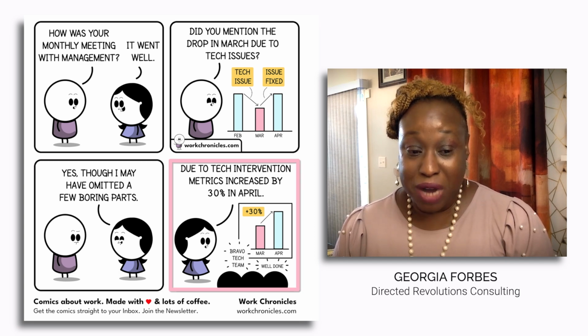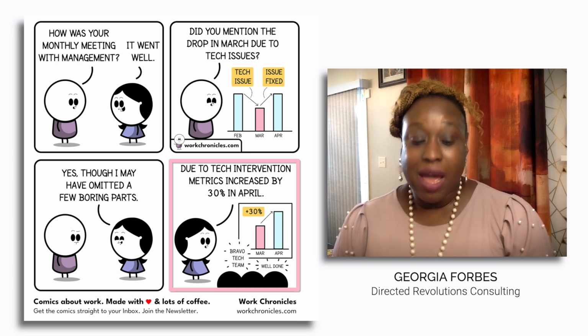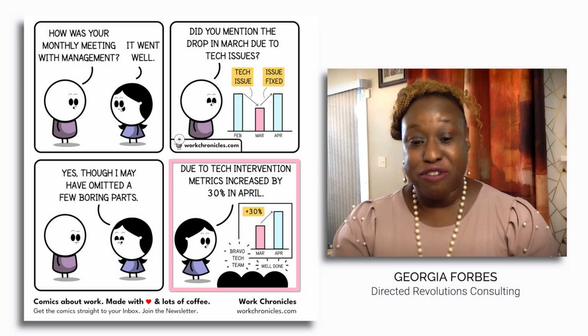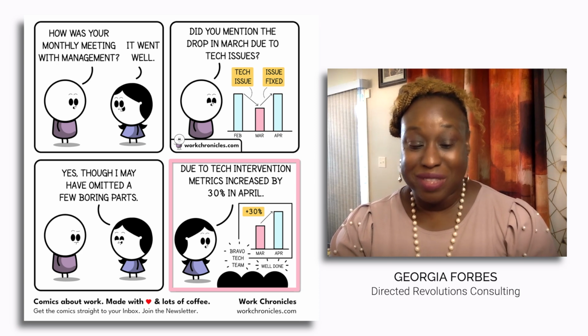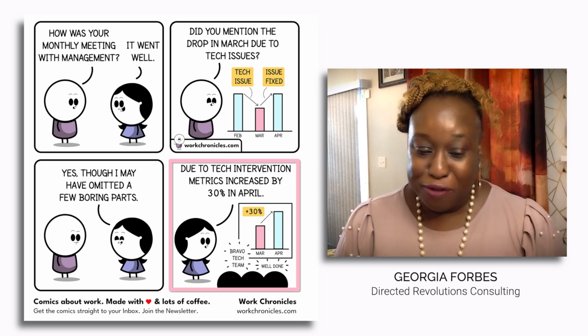Now we see what the blue colleague presented, and we may also notice the difference in the bar chart. Due to tech intervention, metrics increased by 30% in April. It did, although we neglected to mention what happened before that.